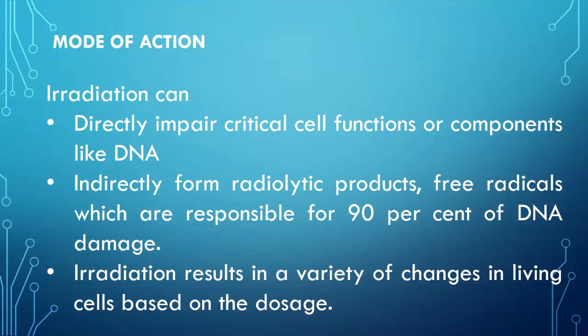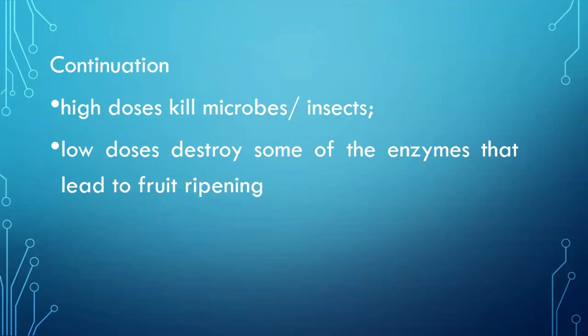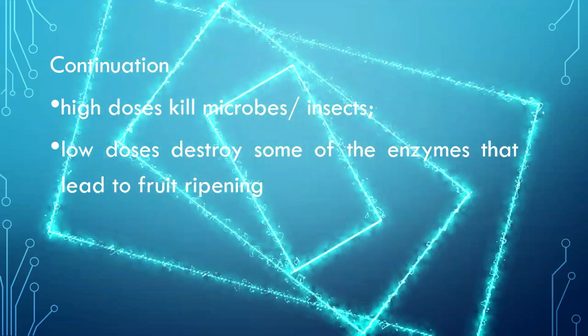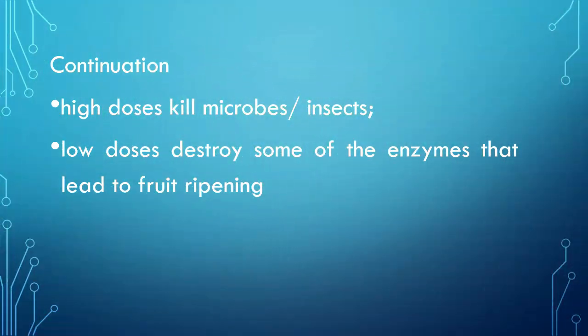These radiations kill microbes, and in the case of cereals, pulses, fruits and vegetables, they kill the insects or even the larvae or the spores present inside the fruits and vegetables. And also they inactivate the enzymes that are responsible for fruit ripening and spoilage.